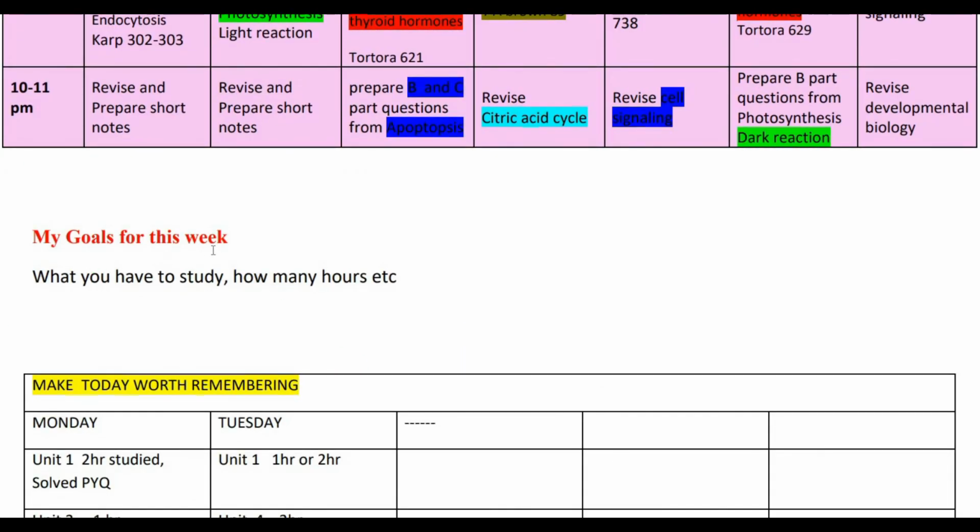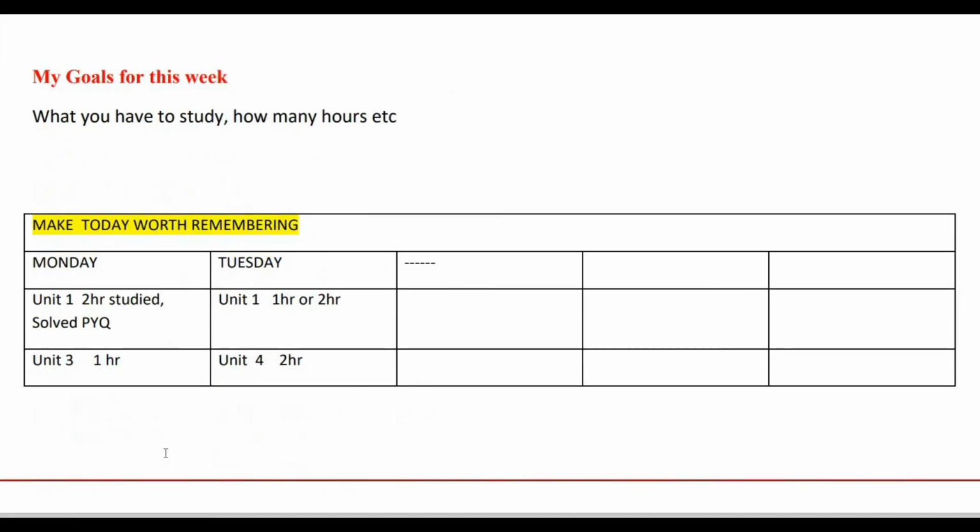Then just do this one, that is my goal for this week. What you have to study, how many hours, etc. Then also make a table like this. Make today worth remembering and just write down what you have studied.